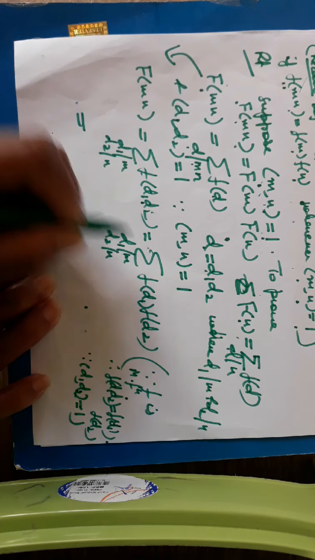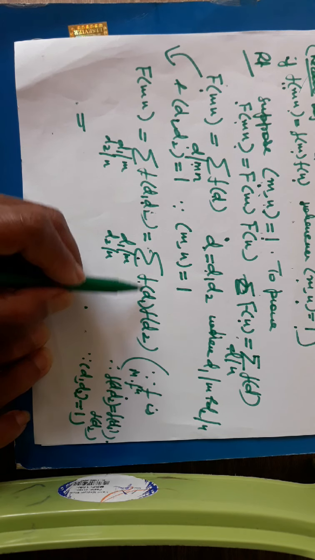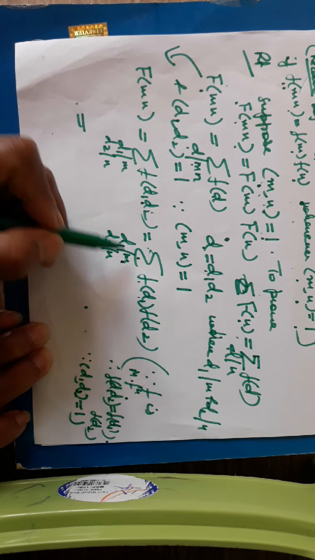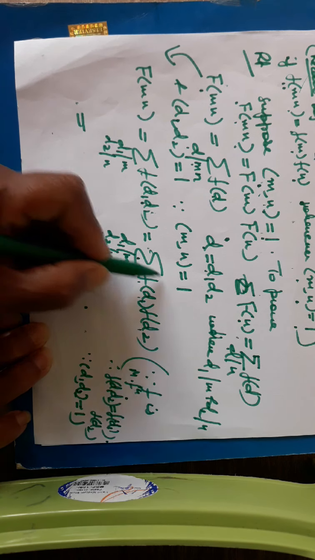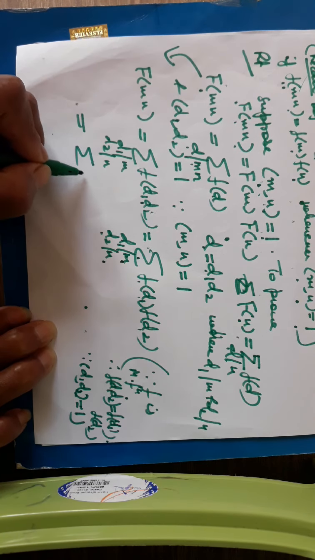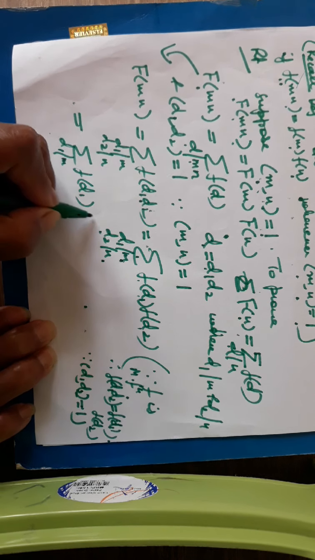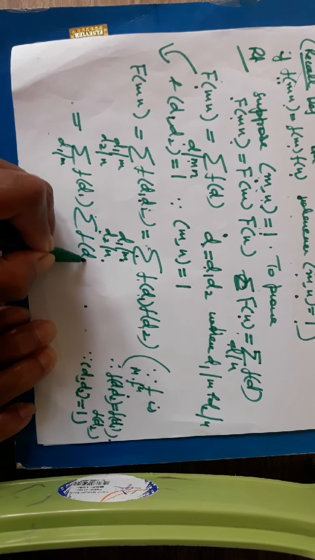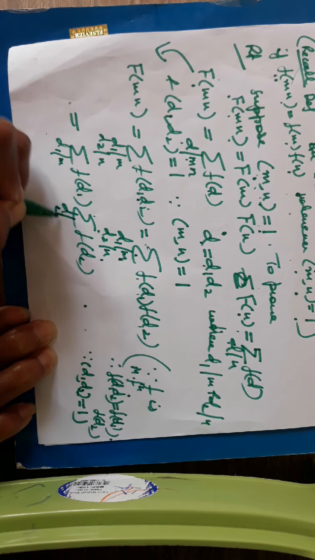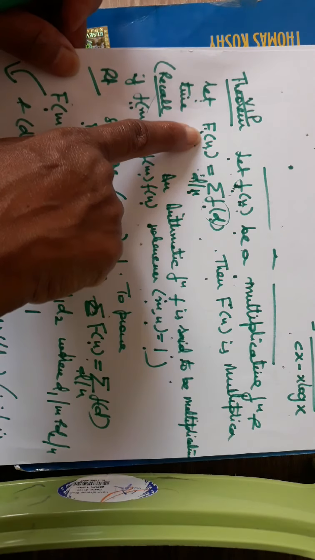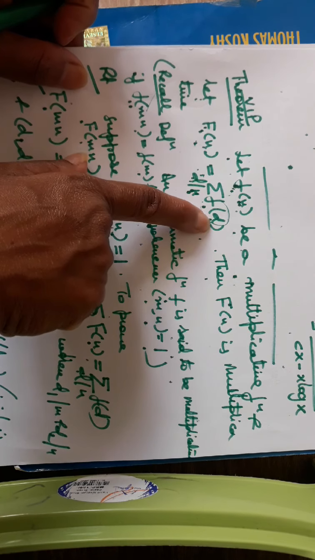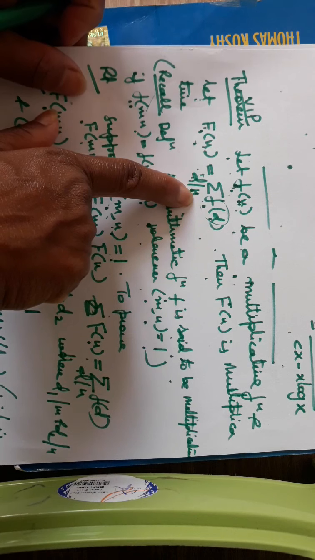Therefore here you can see that in the summation of f(d1) f(d2), where d1 runs over the divisors of m and d2 runs over the divisors of n, we can write separate summations. So it is the summation of f(d1), where d1 runs over the divisors of m, times the summation of f(d2), where d2 runs over the divisors of n. So what is capital F(n) here? We define capital F(n) as the summation of f(d), where d runs over the divisors of n.